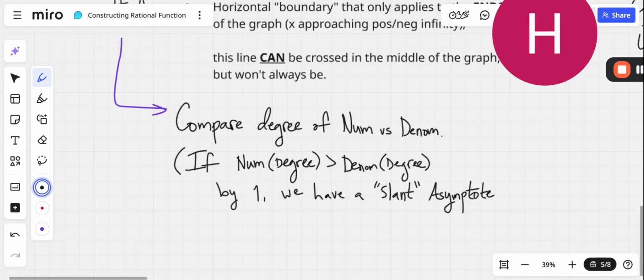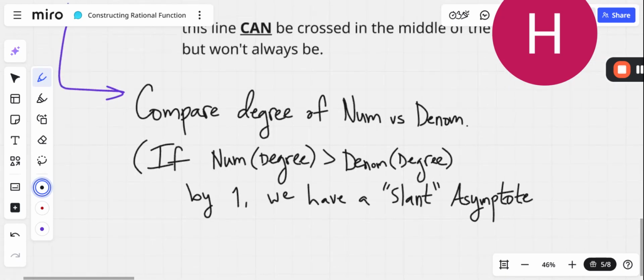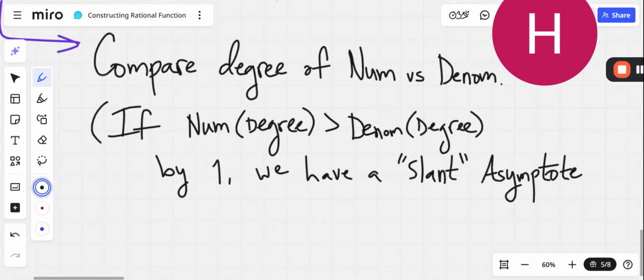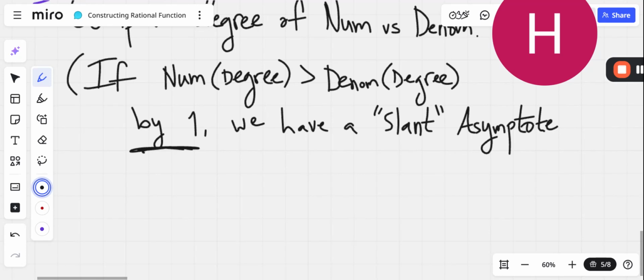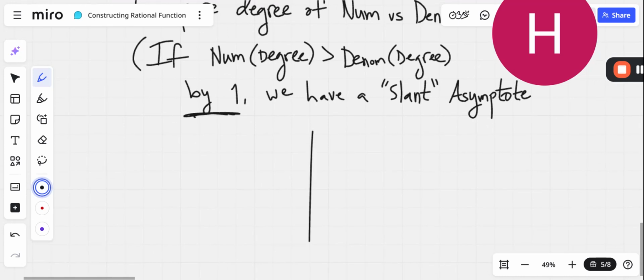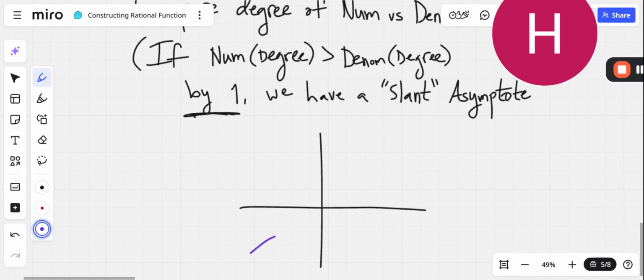If you need a little bit of help on rational functions, I'll post a link for a video that I have on rational functions specifically, and you can check that out at another time. But just know that we have to compare the top and bottom. If, by the way, the numerator degree is greater than the denominator degree by 1, then we're going to have something called a slant asymptote, which I'm also not going to get into. It doesn't really play a role in this problem. But what I mean by a slant asymptote is that there would be some kind of boundary line that's at a slant, as the name suggests.